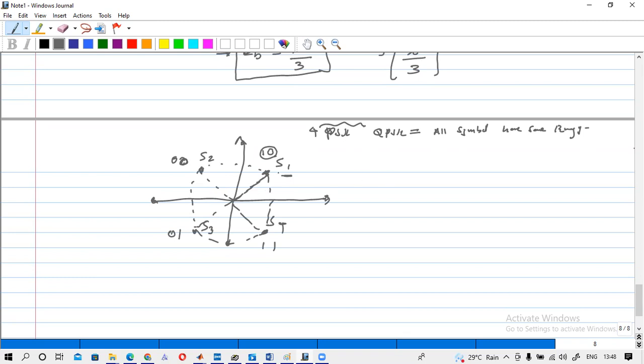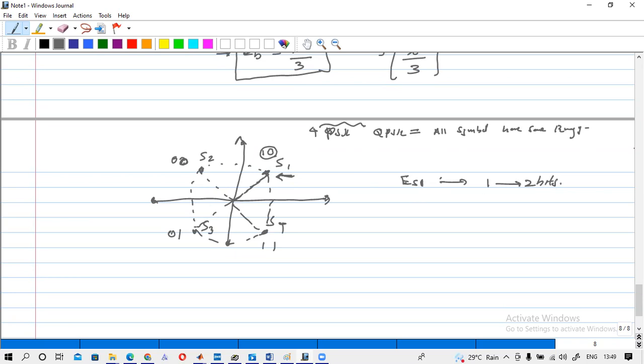Let's say that the symbol energy is ES1. Okay, so the symbol energy is ES1. Then what is the bit energy? Bit energy is, so one symbol has 2 bits.